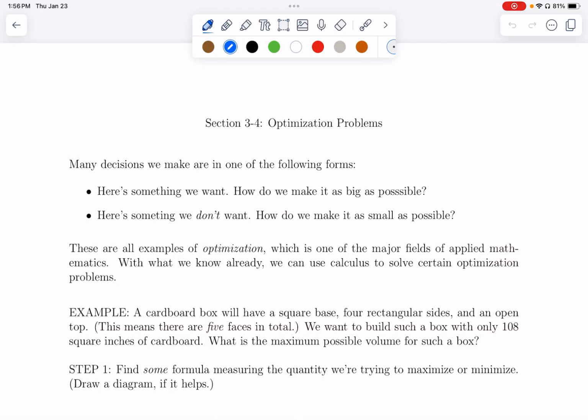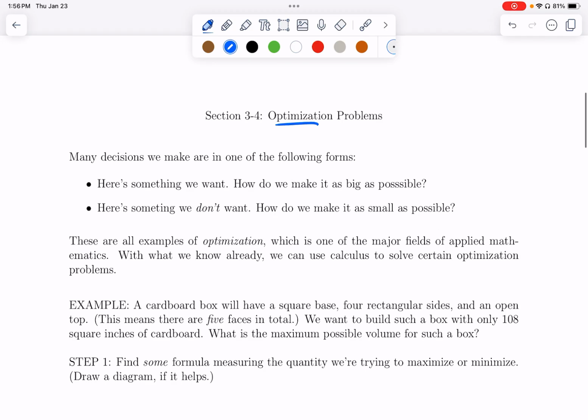This is the video for section 3.4 on optimization problems, right? So to optimize means to make something as good as possible. And we know that very often when we're trying to make a decision, it boils down to one of two things. There's something that we want, and we want to make it as big as possible, and we want to know how to do that. Or there's something we don't want, and we want to make it as small as possible.